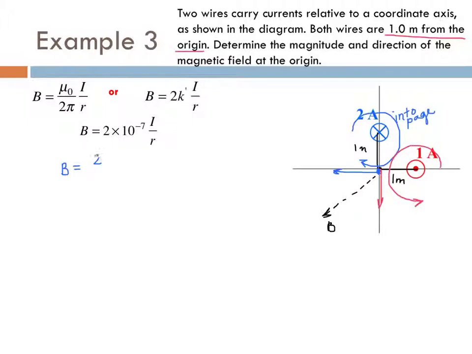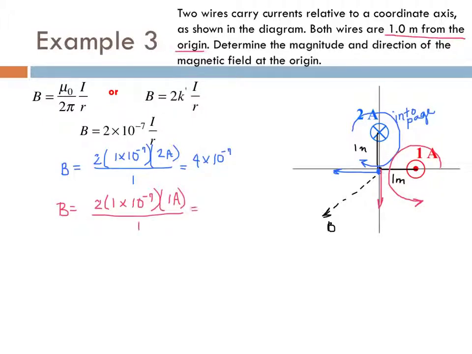Again, that's 2 times 1 times 10 to the negative 7. My current is 2 amps. My distance away is 1 meter. So that's 4 times 10 to the negative 7. For the red one, we have 1 times 10 to the negative 7. We have 1 amp, and we have 1 meter. So that's 2 times 10 to the negative 7. Again, these are Teslas.